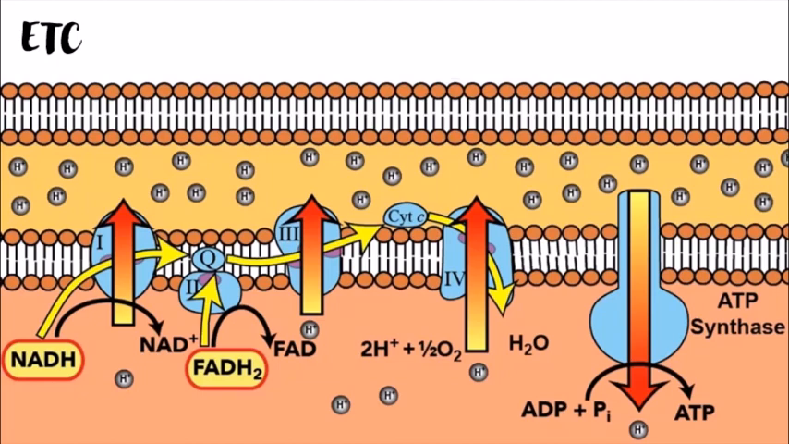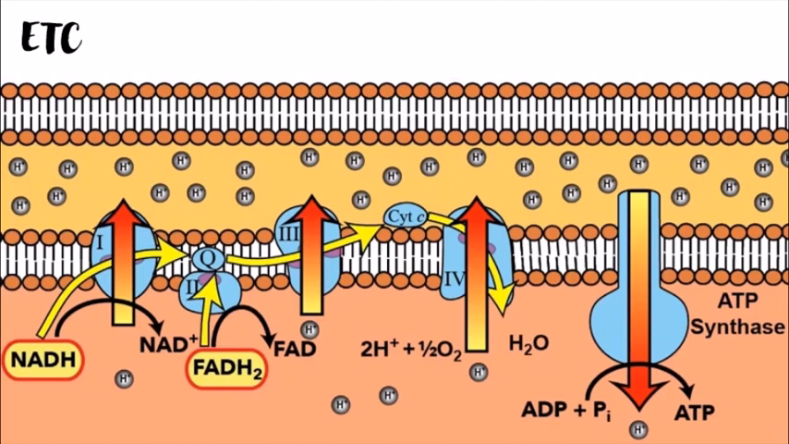Now ETC also takes place in the mitochondria. In this, the molecules of NADH2 and FADH2, which were formed in glycolysis and TCA, participate in the electron transfer chain reaction. In this electron transfer chain reaction, we finally get our ATP. Now one NADH2 gives 3 molecules of ATP. So if 2 NADH2 are formed, we will get 6 molecules of ATP.